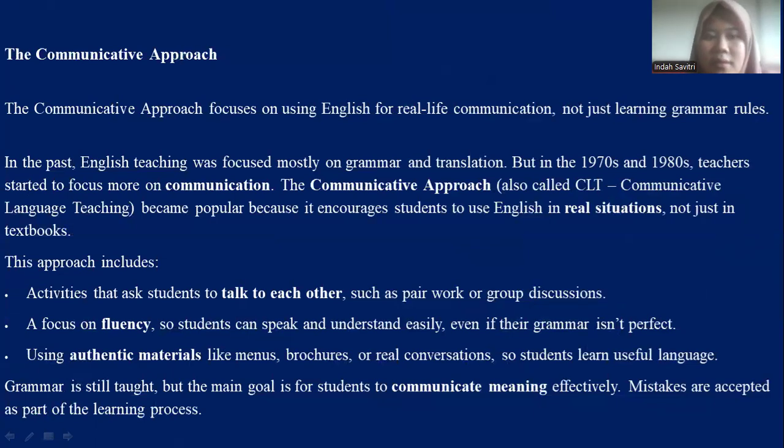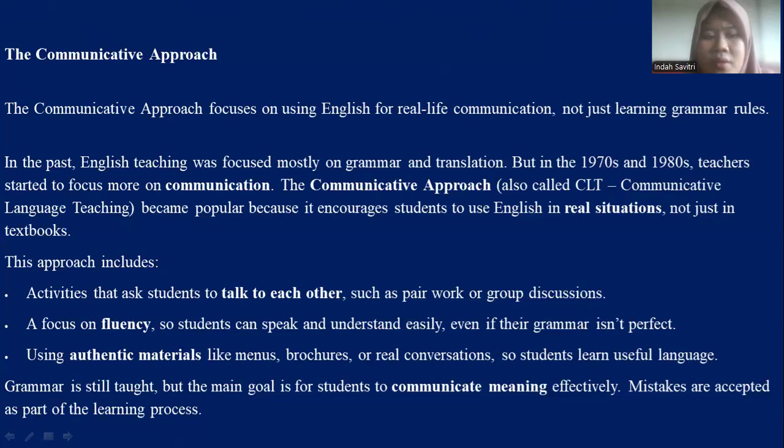In the past, English teaching was focused mostly on grammar and translation, but in the 1970s and 1980s, teachers started to focus more on communication. The communicative approach, also called CLT, communicative language teaching, became popular because it encourages students to use English in real situations, not just in textbooks.